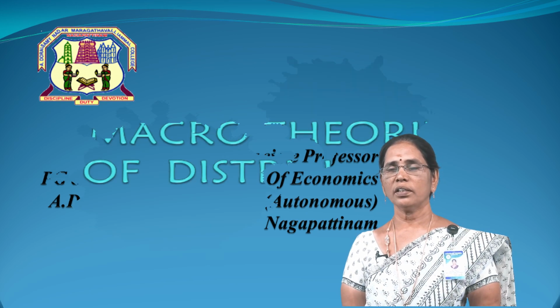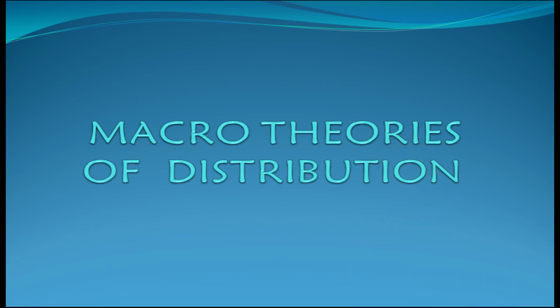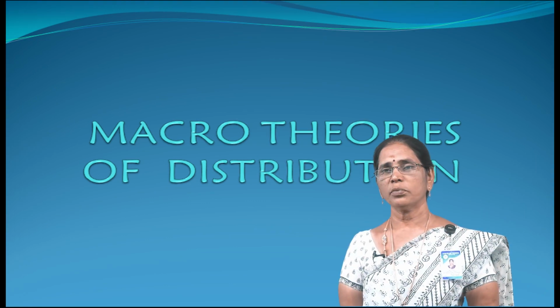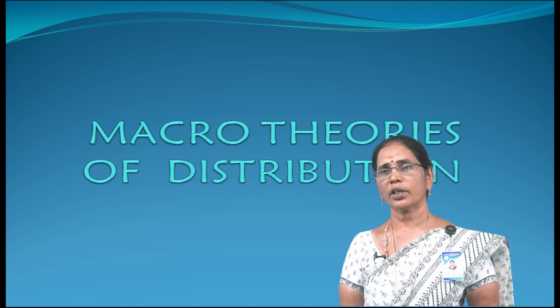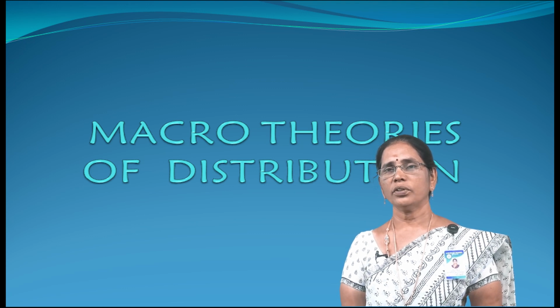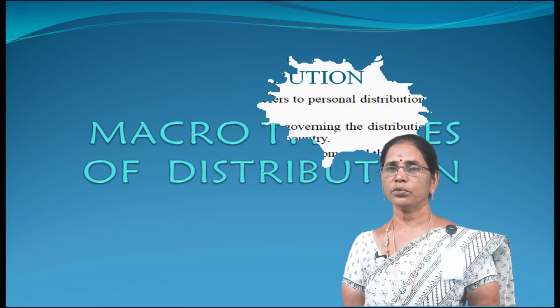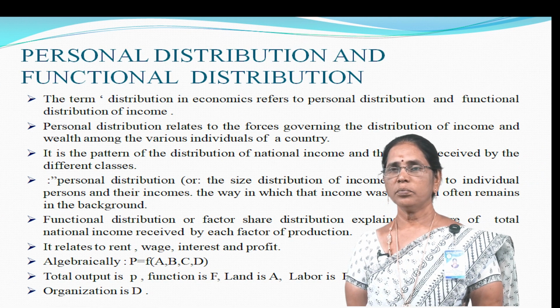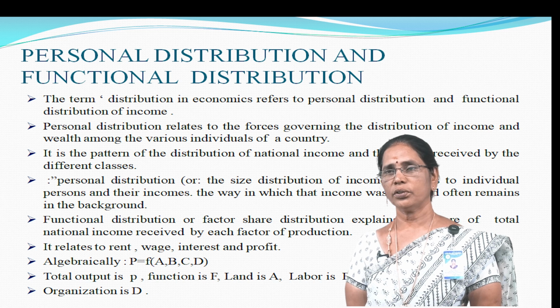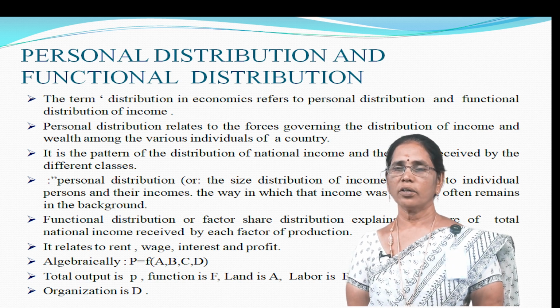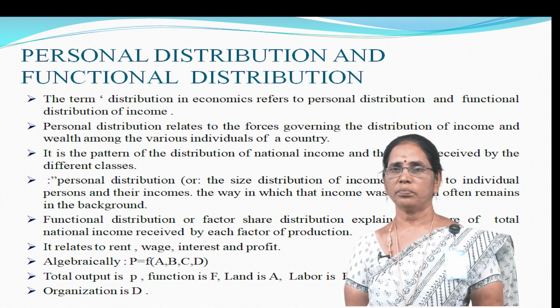Today we have to see macro theories of distribution. So many economists have defined the macroeconomic theories. We have to see them one by one. First of all, we have to know the meaning of distribution. The term distribution in economics refers to personal distribution and functional distribution of income.